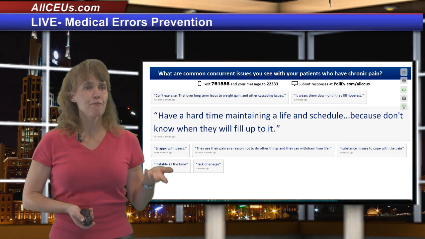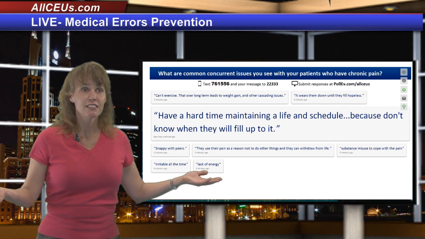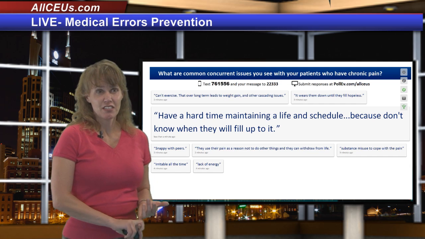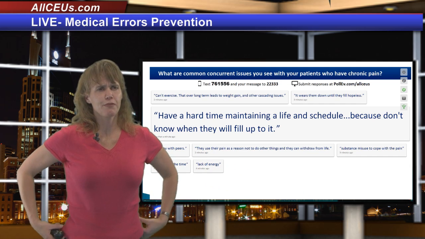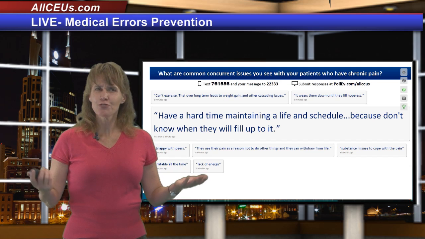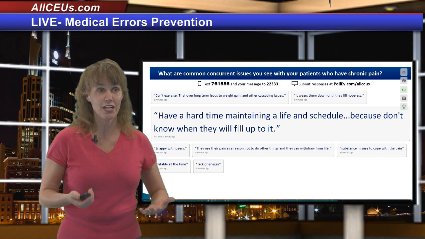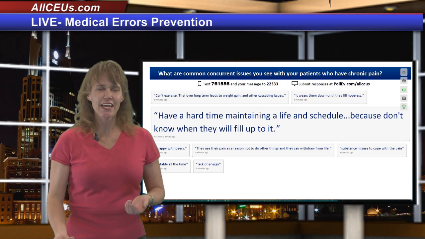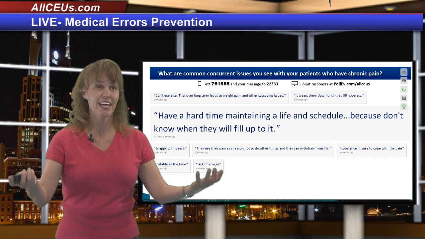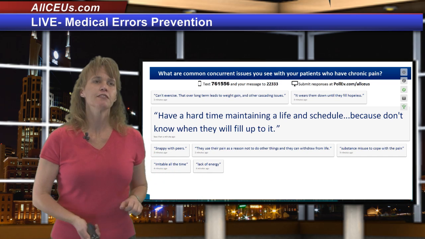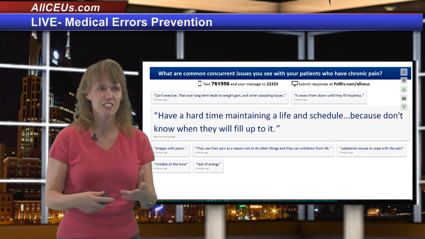They have a hard time maintaining a life and schedule because they don't know when they'll feel up to it. People with fibromyalgia, that's one that I've worked with a fair amount, so I can speak to that, they don't know if they're going to wake up and just not be able to move because it hurts too much. So they don't want to make plans, which eventually impacts their relationships because people feel like they can't count on the patient. And the patient feels bad, and it's just this really negative cycle.